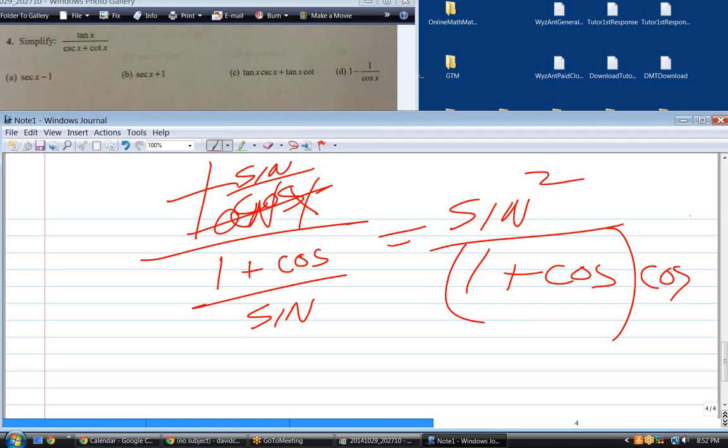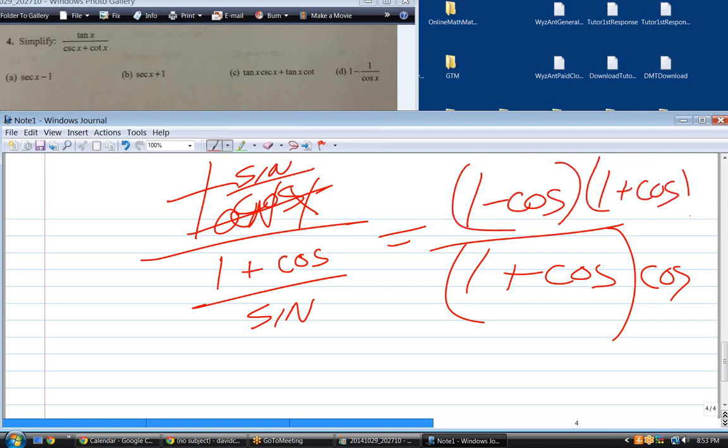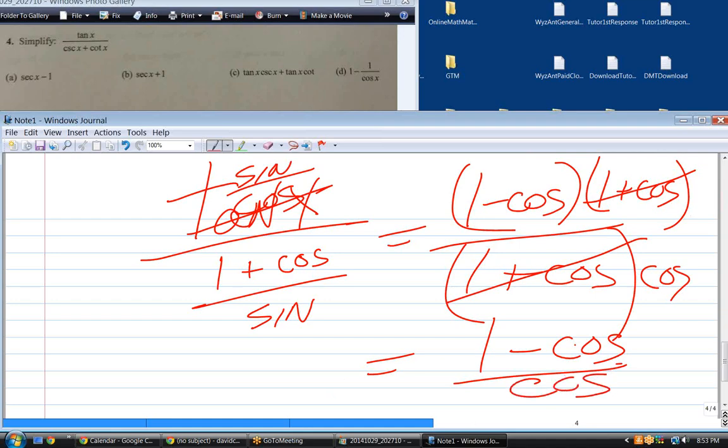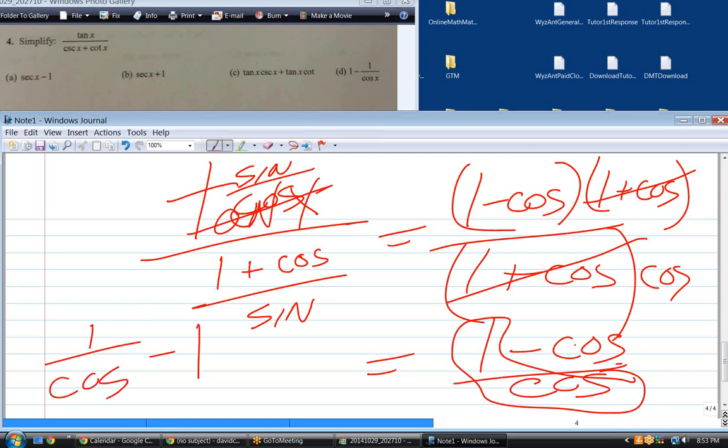That still isn't taking me anywhere. Well, let's see. I could replace the sine squared with 1 minus cosine squared, which factors into 1 minus cosine times 1 plus cosine. Now that cancels with that, and I got 1 minus cosine over cosine. Well, guess what that is? I'll split that into two fractions. I get 1 over cosine minus 1, which is secant x minus 1.